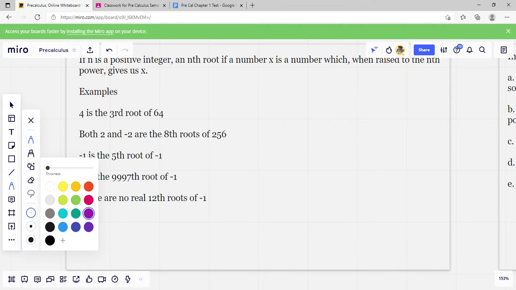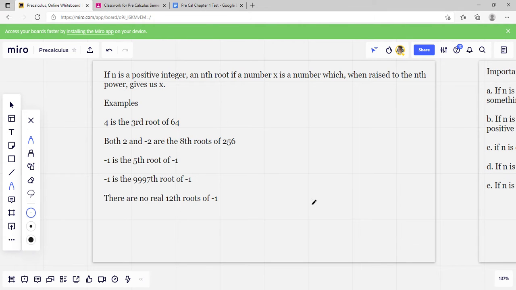Alright, so if n is a positive integer, an nth root of a number x is a number which, when raised to the nth power, gives us x. So basically what they're saying, the nth root would be like x to the third. This is the third root. X to the fifth, this is the fifth root. Right? So those are going to undo each other. Okay?